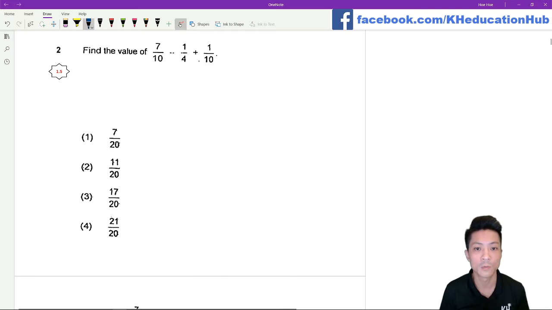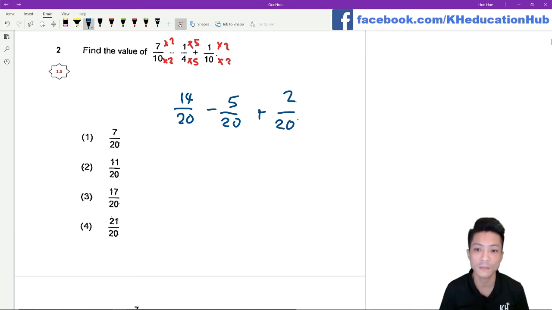Okay, question 2. They want you to find the value of 7 over 10, subtract 1 over 4 plus 1 over 10. So what you can do is change all the denominators to become the same. In this case, we can change all of them to become 20, the lowest common multiple. So the 10 over here, I'll multiply by 2. The 4, I'll multiply by 5. And the 10, I'll multiply by 2 again. This is going to give me 14 over 20 minus 5 over 20 plus 2 over 20, which is going to give me 14 minus 5 is 9, 9 plus 2 will give me 11 over 20. Okay, 11 over 20, the answer is number 2.